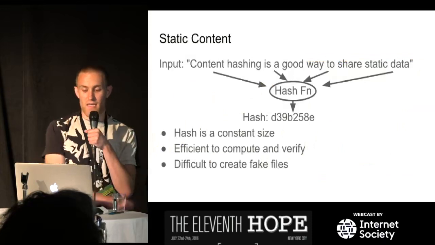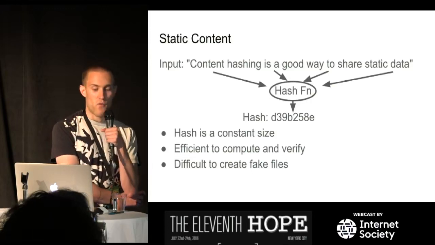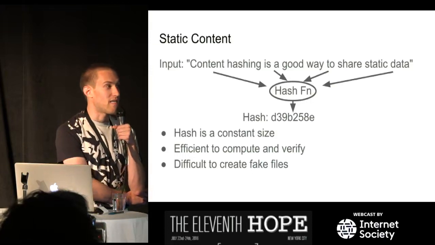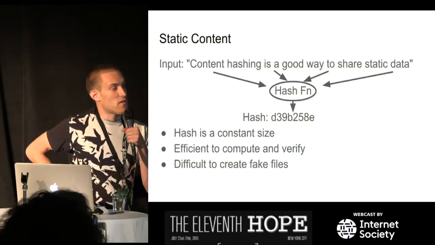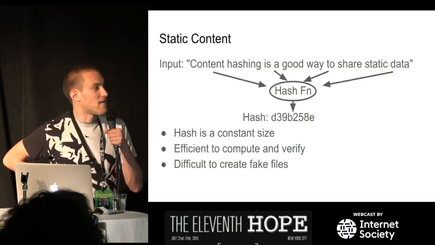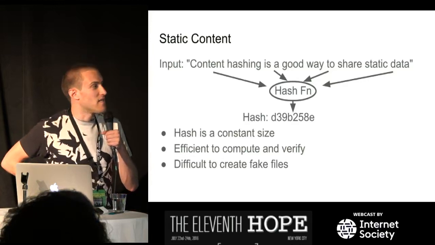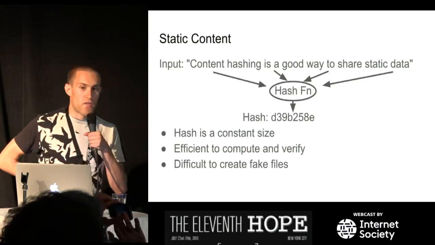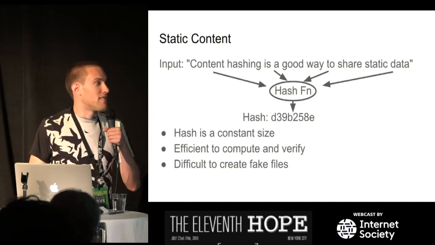So for static content, there's some really cool ways to share the data without requiring an owner. A common way to do this is called content hashing. So you take your content, run it through a cryptographic hash function, and that will produce a short binary string called a hash. So you can think of this hash in a lot of cases as a link to the content. The hash is a constant size, and really importantly, it's difficult to reverse. So that means it's hard to come up with another file that has this same hash.